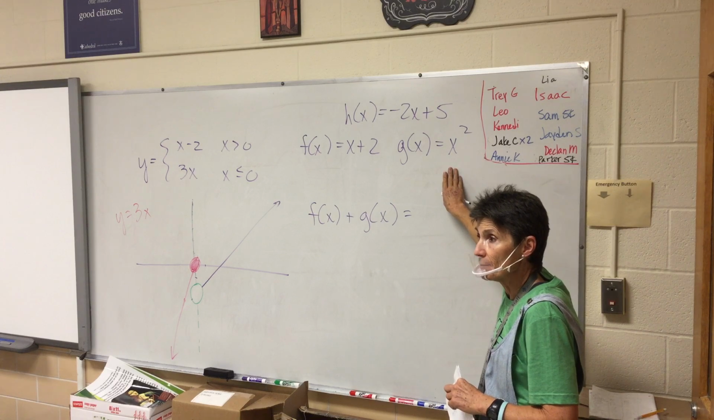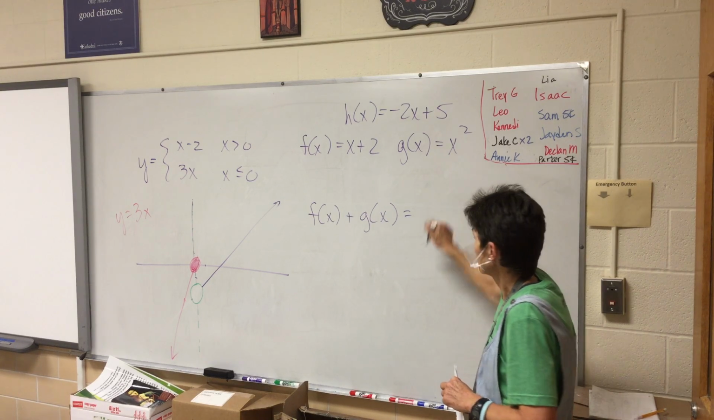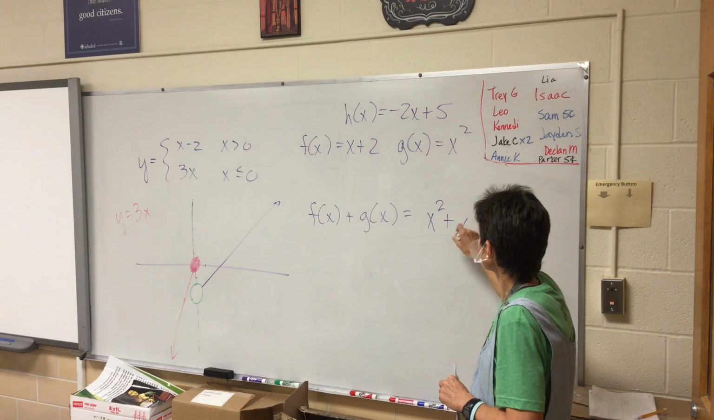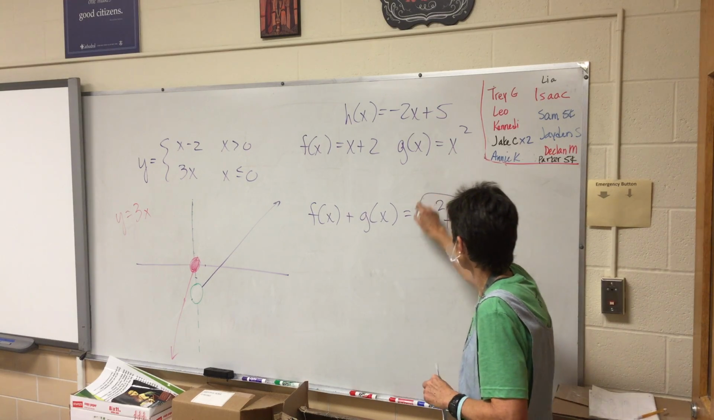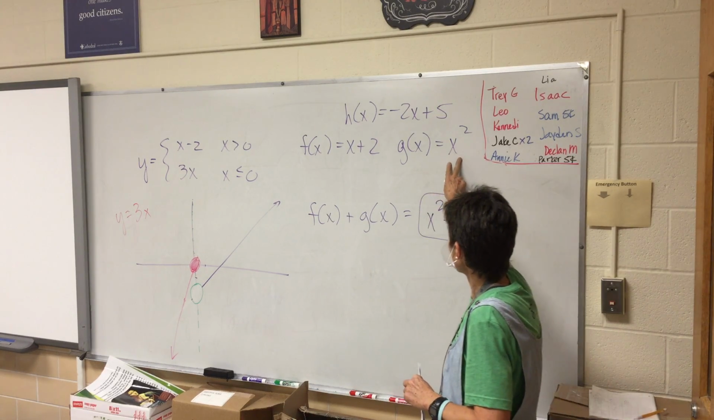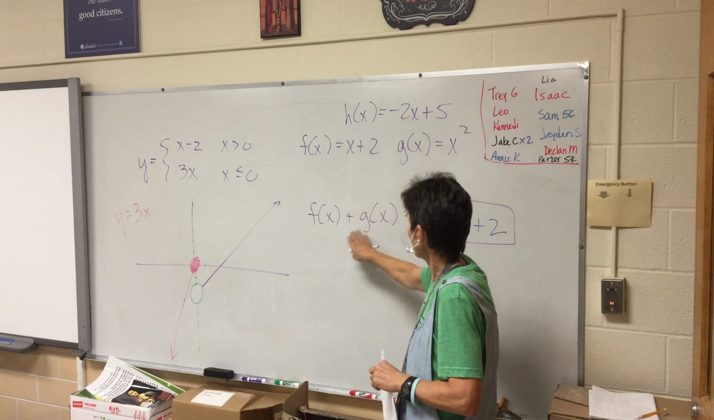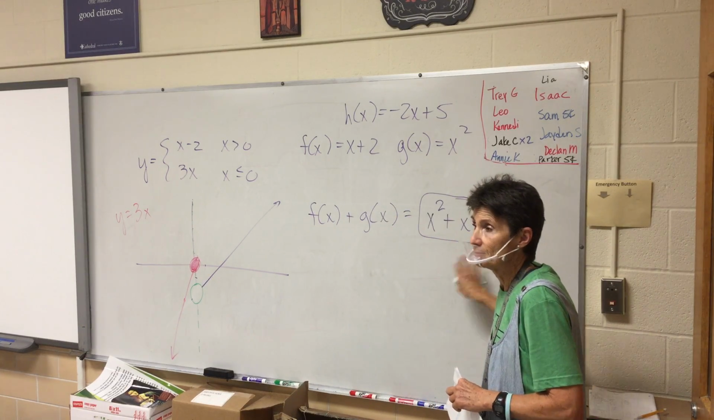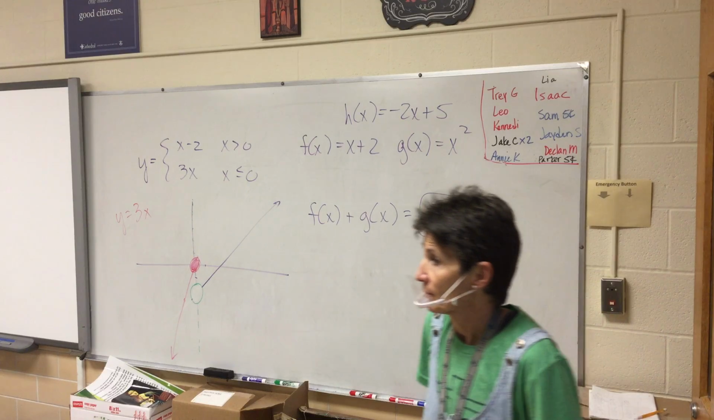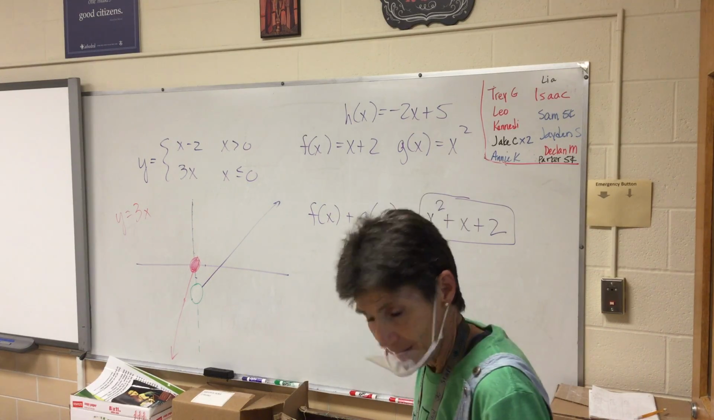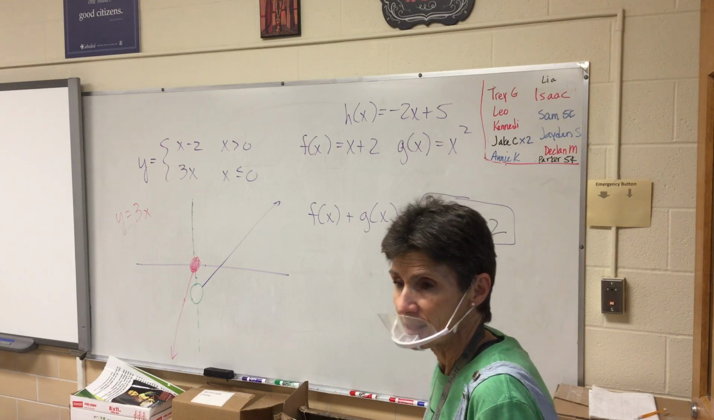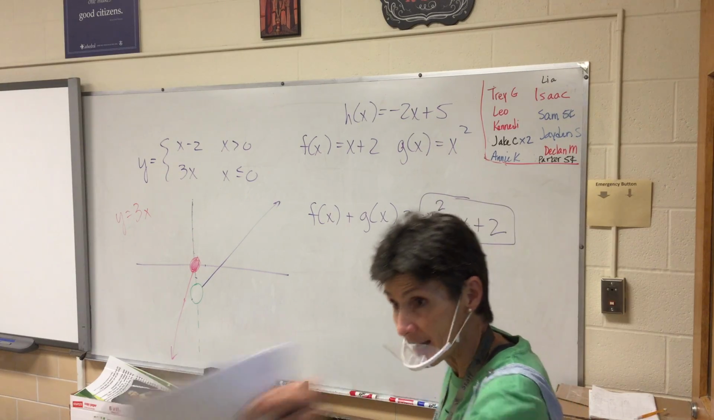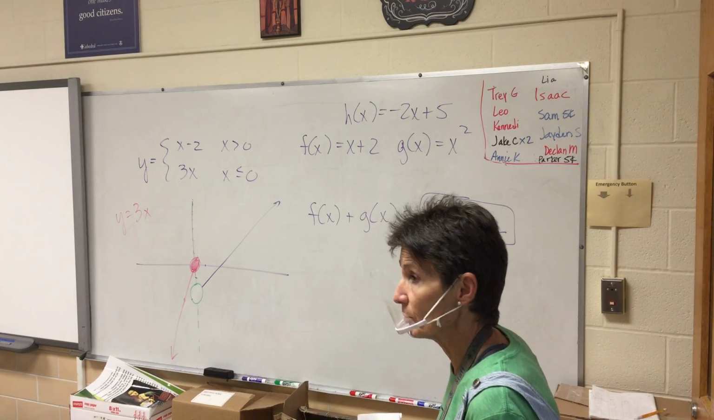What do you think we get? X squared plus X plus 2. That's what we get. If you add G and F together, that's what you get. That's the final answer. Courtney's thinking, whoa, that's too easy. Yes, it is. That's it, though. That's it.